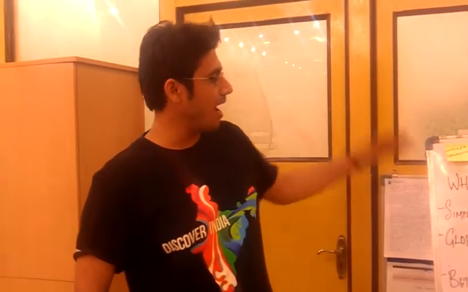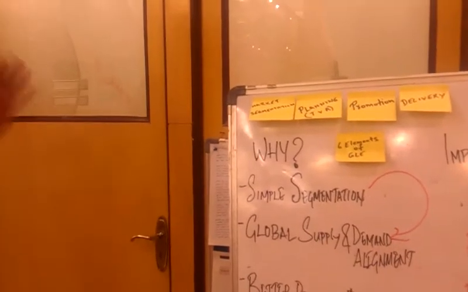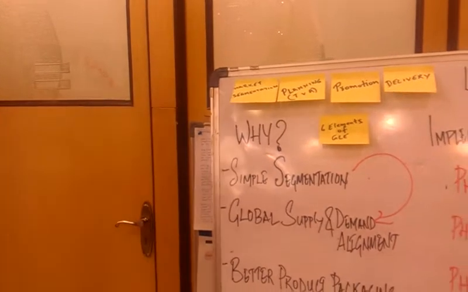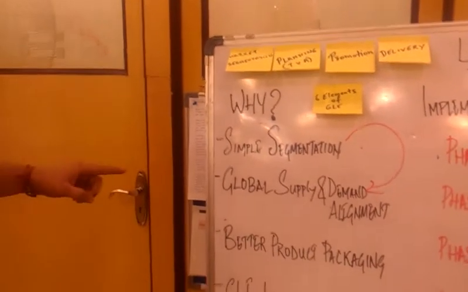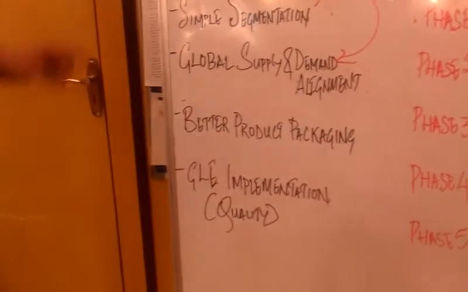In this, we're going to cover three aspects: the why of learning networks, the implementation of learning networks, and the types of learning networks. Now coming to the first aspect, that is why. There are four measures in which the why has been selected: simple segmentation, global supply and demand alignment, better product packaging, and GLE implementation for quality. Coming to the first one, simple segmentation.